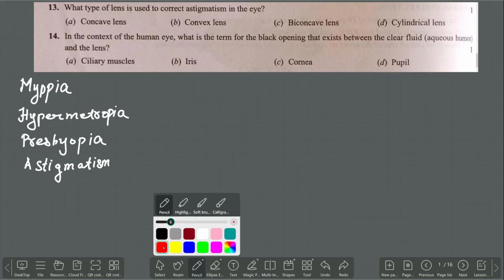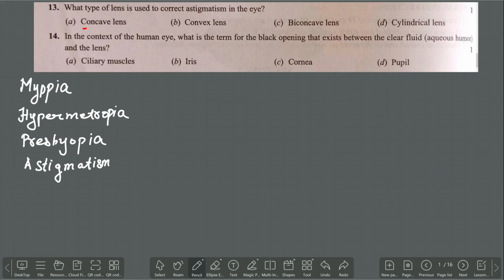So first we'll neglect what options are there. Concave is used to cure myopia or hypermetropia? Myopia. Convex? Hypermetropia. So these two won't even come. So the remaining 2 options are there. One is biconcave lens and another one is cylindrical lens. So what type of lens are we going to use over here? It is called cylindrical lens.